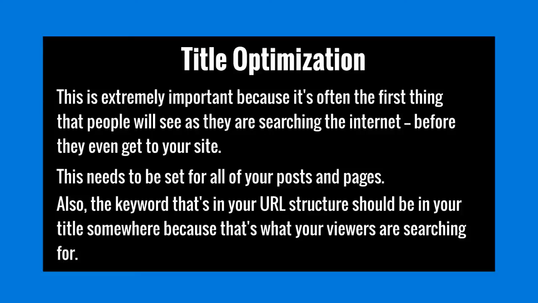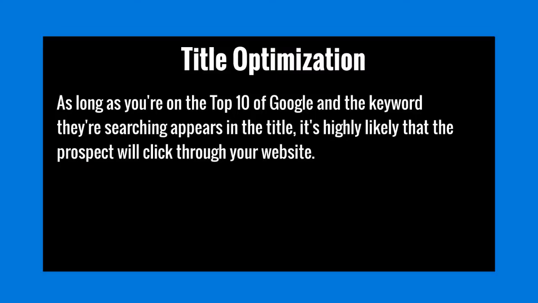Because at the end of the day, the way Google is moving long-term is towards engagement, more social engagement, people engagement. That is what is important to them. Because if you think about it, their goal is for people to search and find what they want. So they want to make sure that they connect you to the right person. And all they really care about is, they don't really care about you. They care more about the customer, who is the person who is searching, right? So as long as you're in the top 10 of the Google search engine for that keyword, and that keyword is appearing in the title, it's highly likely that the prospect will click through to your website.